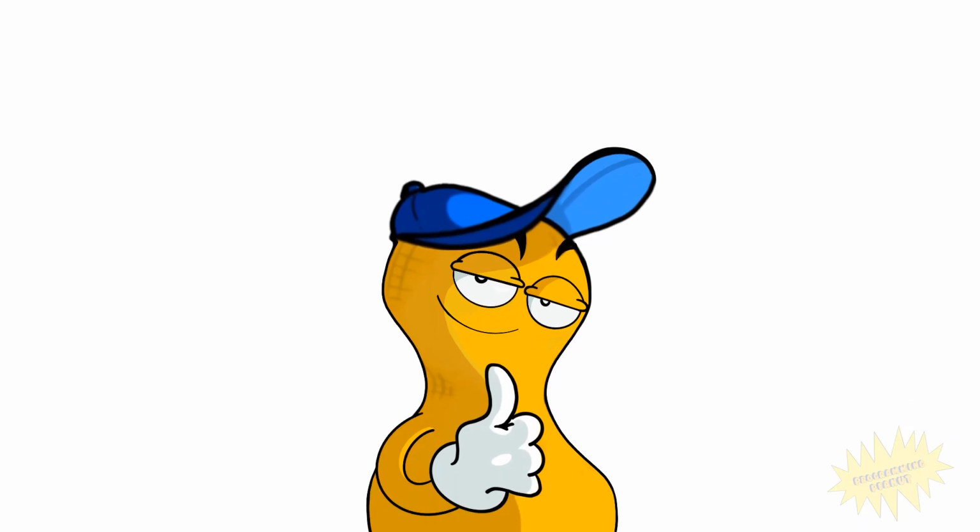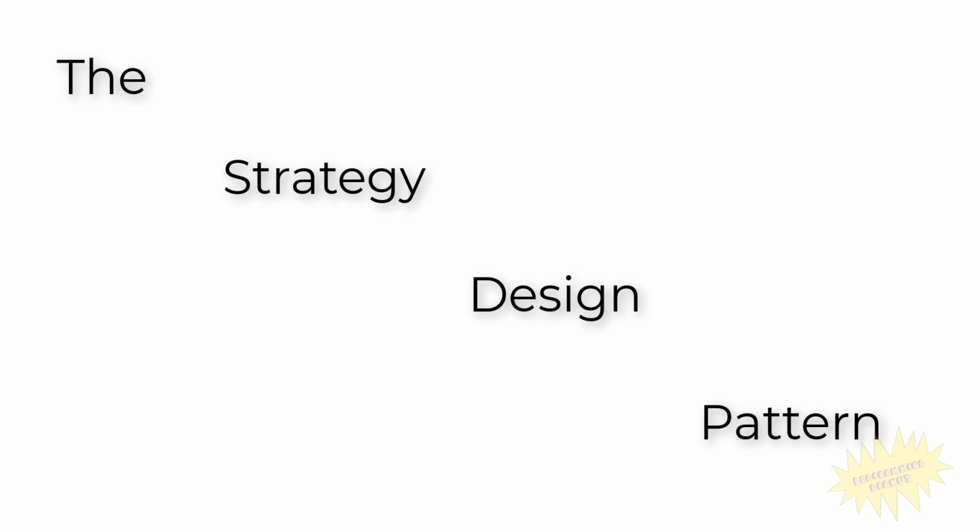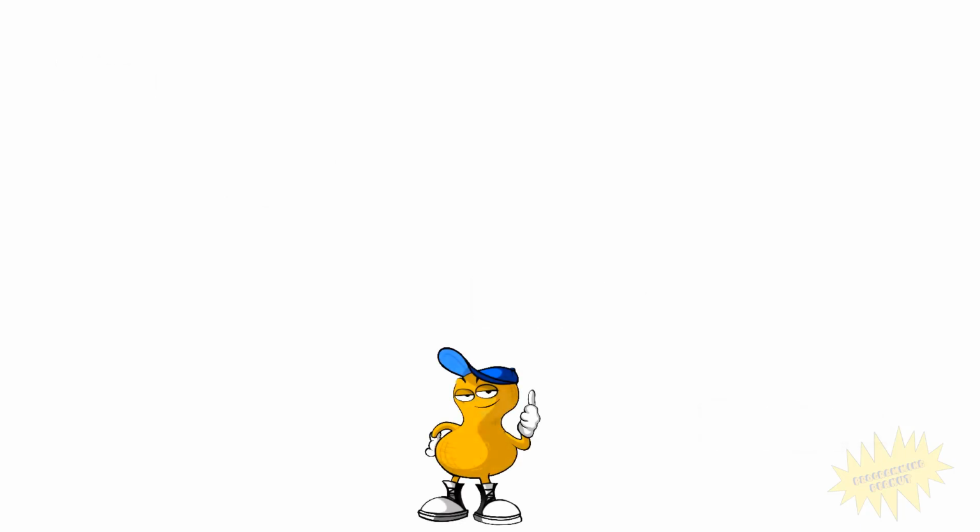Hey, what's up everyone? In this video, we're going to be talking about the strategy design pattern. The idea is that it allows you to provide your user with multiple algorithm options. The user can choose the option they want at runtime, and this is flexible, so you can add more options later if you want. So let's go over an example.